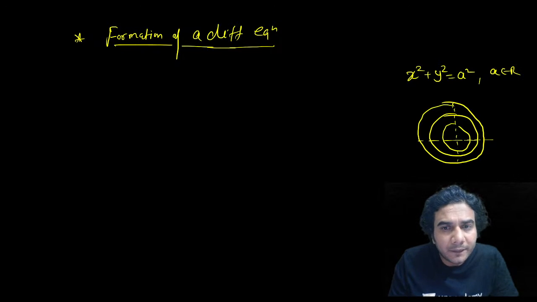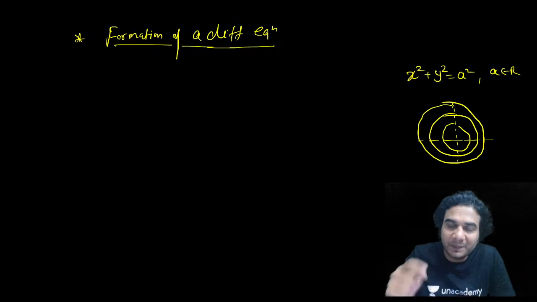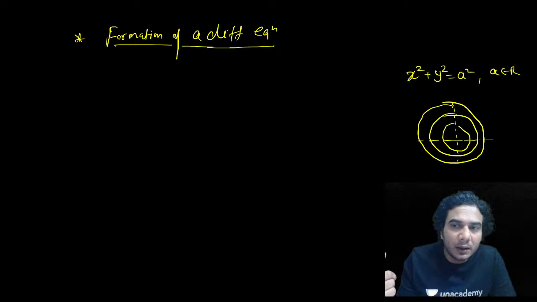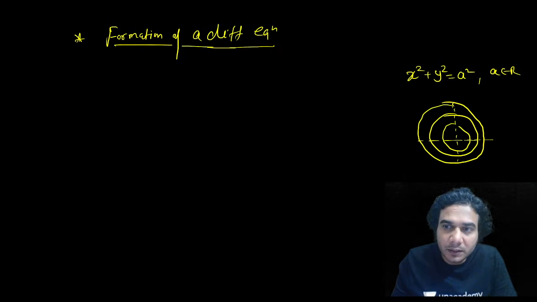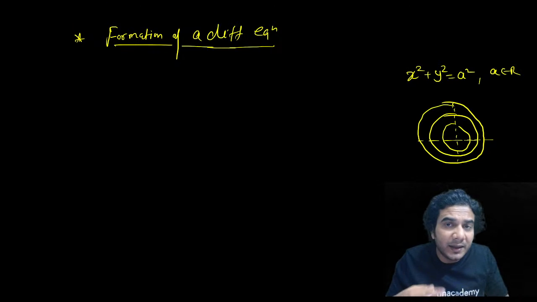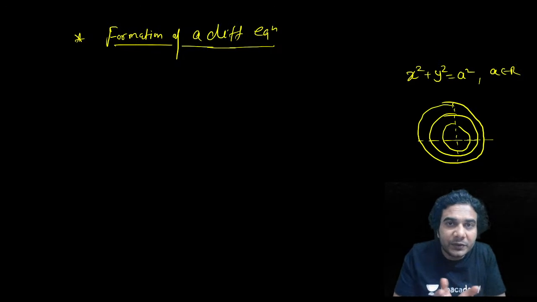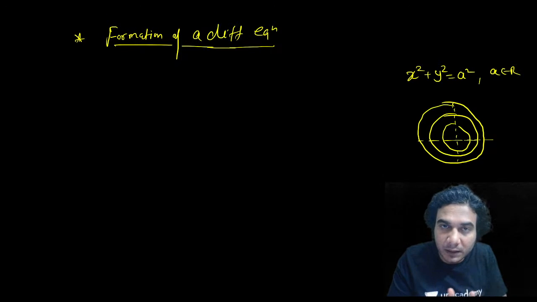And how do you get a family? In any equation, when you have a parameter and that parameter varies, you get a lot of curves which have something in common. Like in this, a is a parameter. When a varies, the radius is varying, but the center is fixed. So it is giving a family of circles in which the center is common.